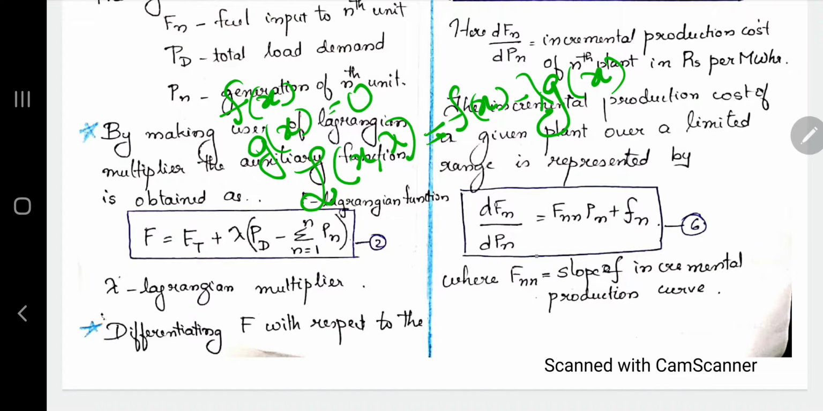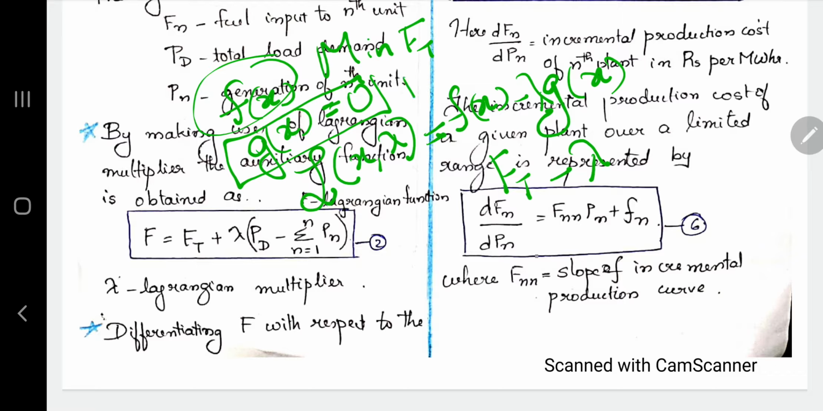In this case, f of x is our minimum fuel, that is Ft. So instead of f of x we will have Ft minus lambda into g of x. G of x is the constraint equal to 0, that is PD minus sigma n equal to 1 to N Pn. So that is our constraint, and this becomes our Lagrangian function, given by equation number 2.